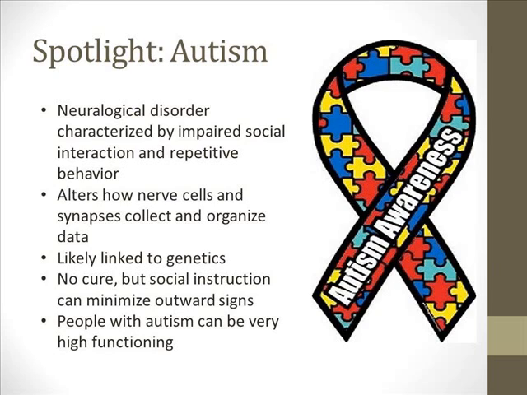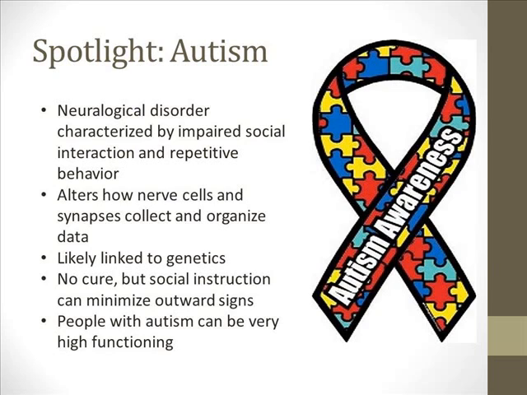We believe that it's linked to genetics, although there's been a lot of press about the possibility that it may be linked to things like vaccines or vaccinations. So we're not 100% sure. We believe that it's a genetic linkage. There is no cure at this point, but there is instruction that can take place. Social instruction can minimize the outward impaired social interaction and behaviors, where people can learn to behave in a way that is, again, in quotations, more normal than they would with this disorder.